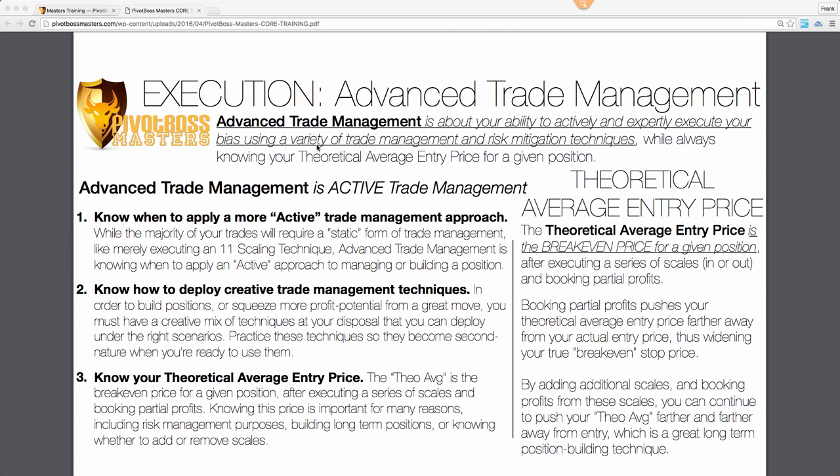So theoretical average entry is very, very important to be able to both calculate and understand, because you have to know where your break-even point is, especially when you're scaling, and that level will tell you whether you're able to add additional scales to your trade or whether your current scale that you're adding needs to be taken out at a certain level so that you don't take your trade from profitable to unprofitable. So there's various benefits that knowing this price brings. So a good level to always know.